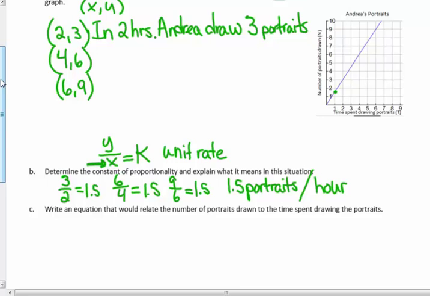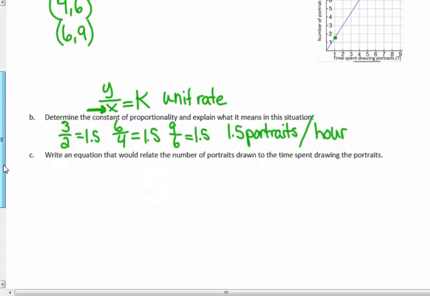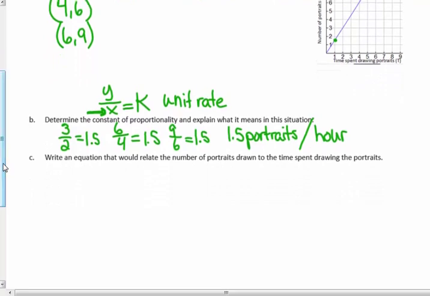If it's not an easy to read point, which that one is not, sometimes at 1 it crosses exactly at 5, like today's quiz, that Jane can paint 5 clay figurines in 1 hour. So in 1 hour, Andrea can paint 1.5 portraits, caricatures.